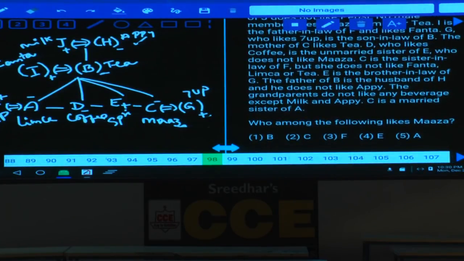Now, the last information. What is the last information here? E is the brother-in-law. The father of B is the husband of H. That means J and H are a married couple, and he does not like Appy. As this person does not like Appy, the grandparents do not like any beverage except milk and Appy. The grandparents J and H like milk and Appy, out of which J does not like Appy. H likes Appy, and J likes milk. Done with this? Now this is about question numbers 98 to 102.